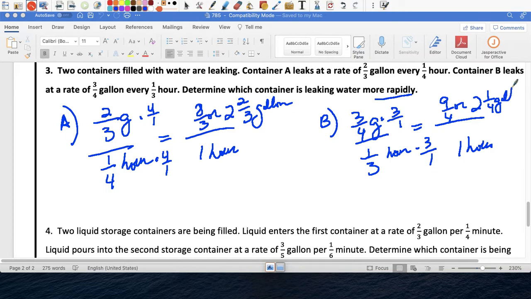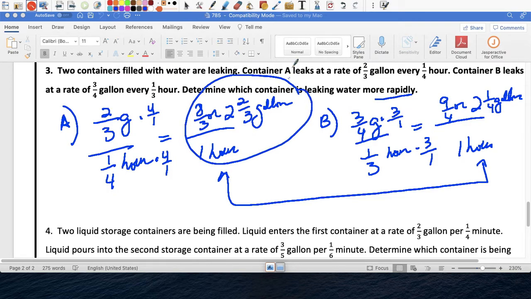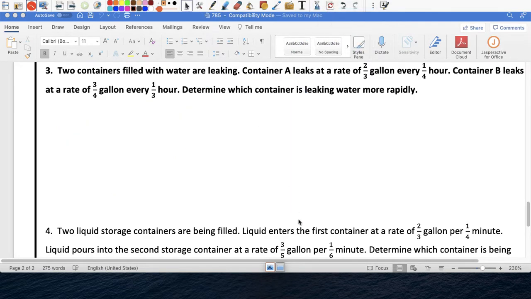So which one is losing more water? Now it's so much easier when I compare, right? Here in 1 hour you're losing 2 2/3, and here in 1 hour you're losing 2 1/4. So definitely this one loses water a little bit more per hour.